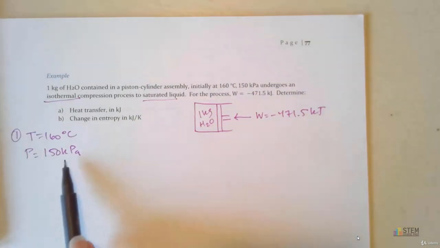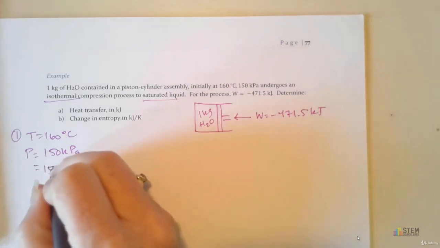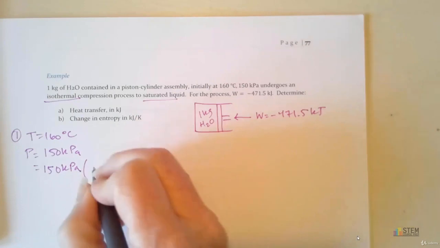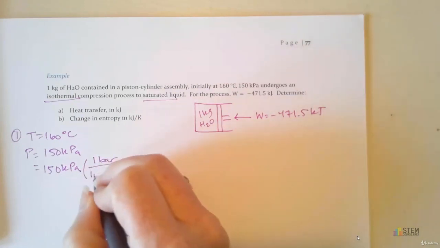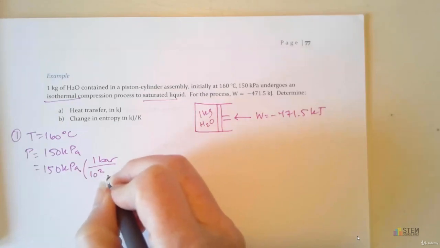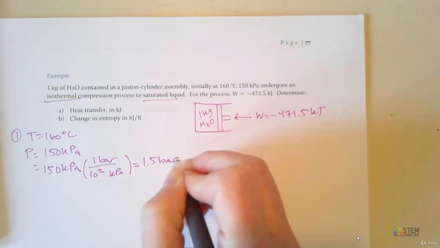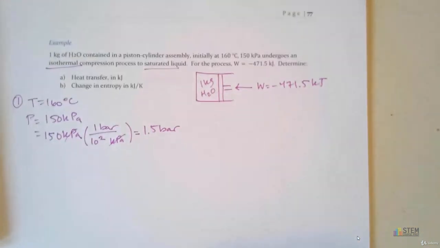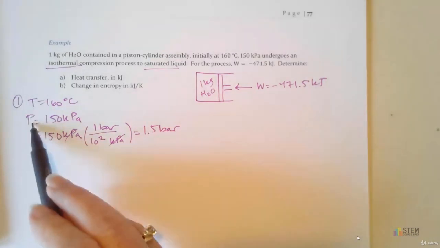Now I want to convert that over to bar because that'll be easier in just a second. So let's go ahead and do that now. Remember, the conversion is just 1 bar per 10 to the second kilopascal. So that gives us 1.5 bar because those go away. All right, so that's our pressure at the start. So this is T1, P1.